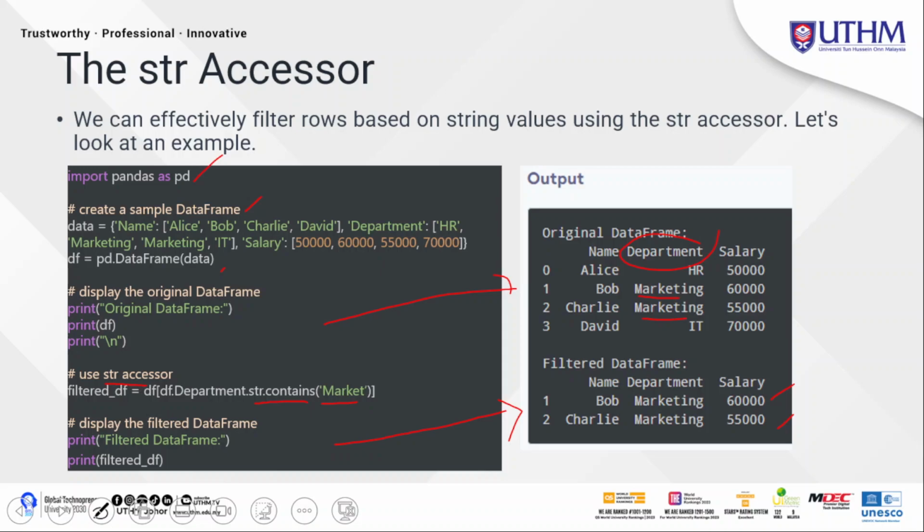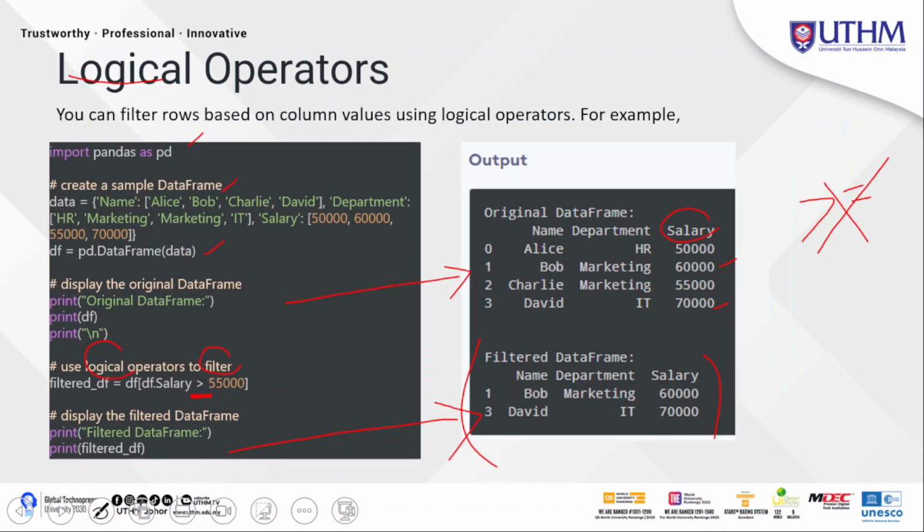The thing that you need to remember is how to write the code in order to call or use the string accessor method, the isin method, or the logical operators method. Remember df, this df is considered the data set name. Salary is the column name. So data set name dot column name, this is how we call all the data or values.